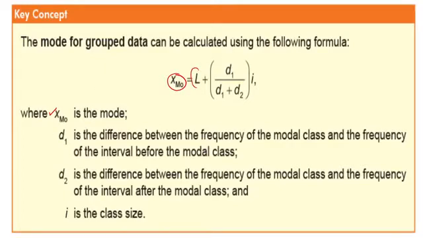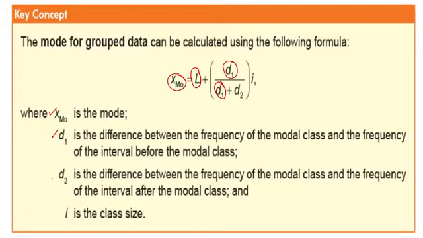The L is simply the lower boundary of the modal class. Take note of that. Later on, you will know how to get the modal class. The D sub 1 here is simply the difference between the frequency of the modal class and the frequency of the interval before the modal class. So meaning, frequency of the modal class minus the frequency before the modal class.